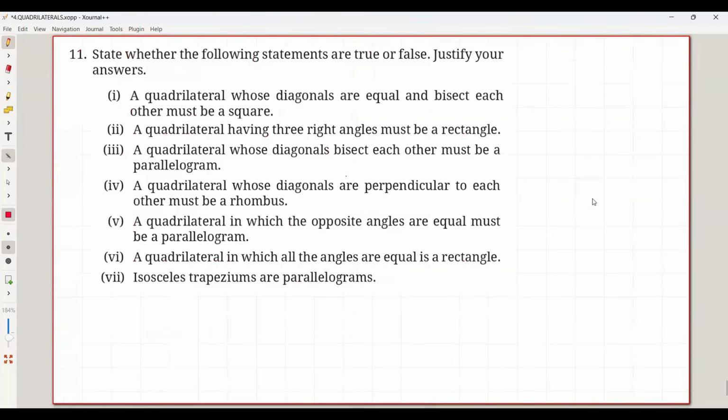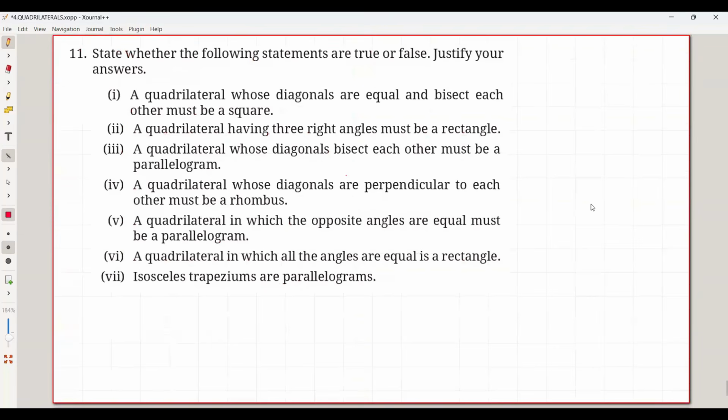Now the last question. This is true or false. State whether the following statements are true or false, and justify your answer. A quadrilateral whose diagonals are equal and bisect each other must be a square. The answer is false, because in a square, diagonals are equal and bisect each other perpendicularly, forming 90 degrees. That is a property. They didn't mention bisecting each other at 90 degrees, so it's not necessarily a square.